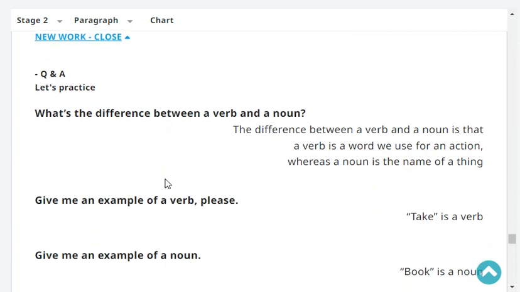Let's practice. What's the difference between a verb and a noun? The difference between a verb and a noun is that a verb is a word we use for an action, whereas a noun is the name of a thing. Very good.